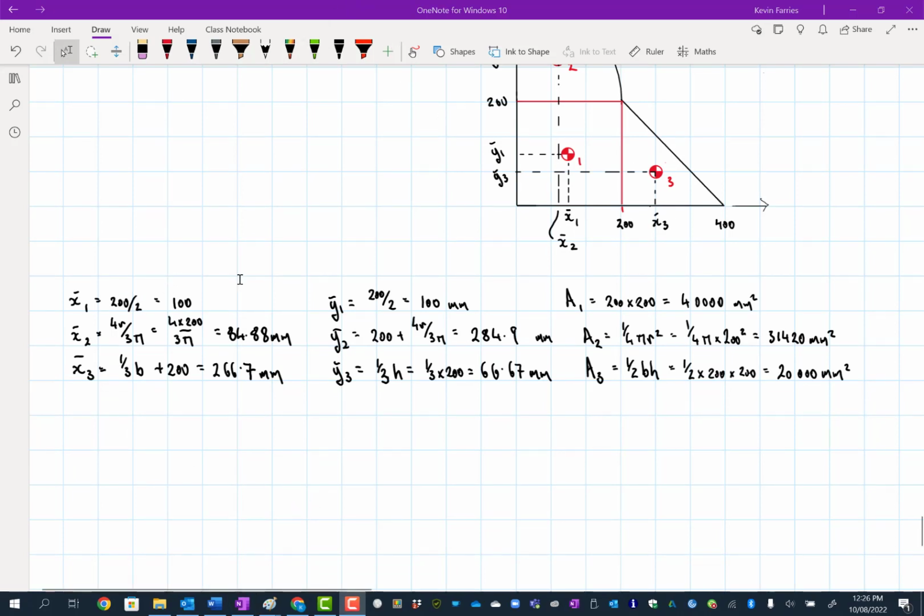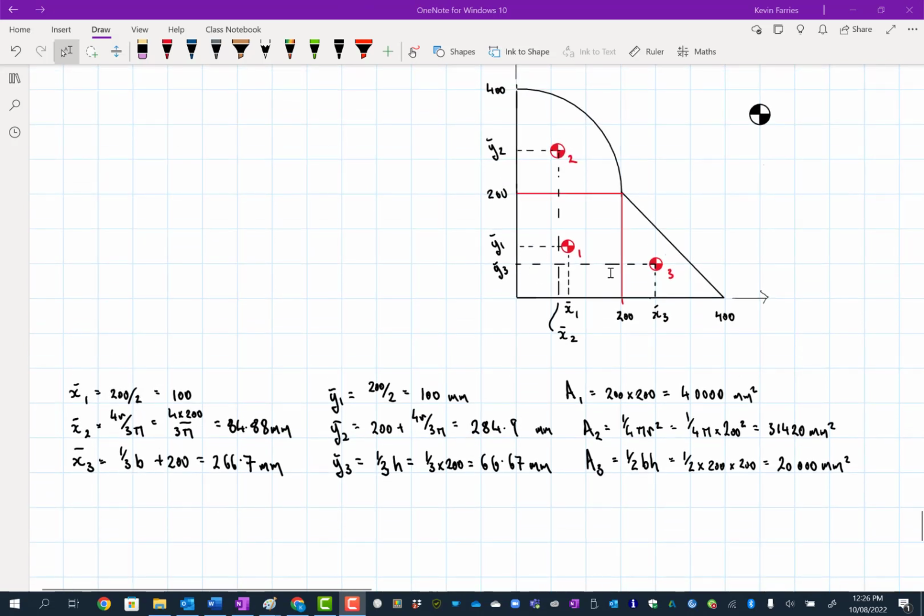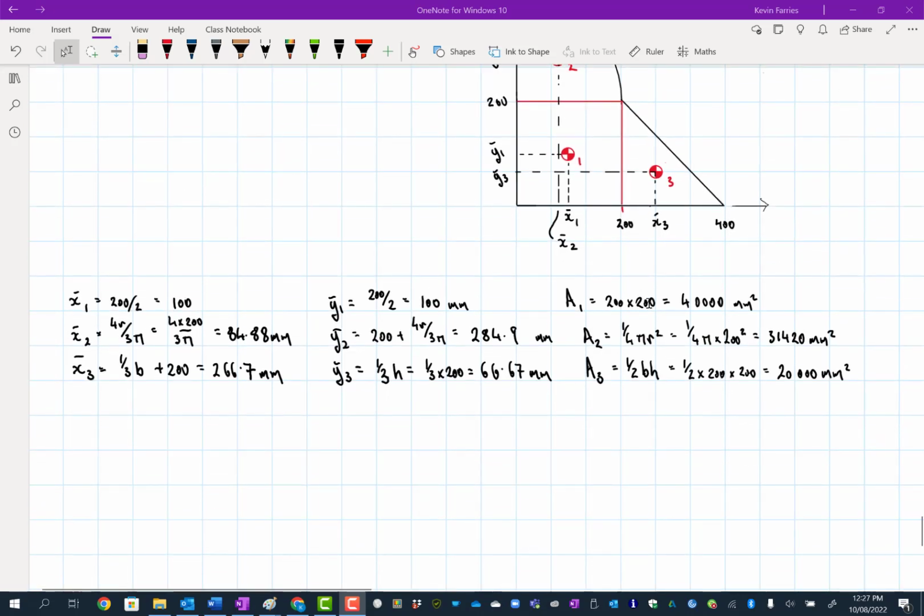So now I've calculated all the positions of the centroids of all the simple shapes, both the x and y coordinates of those centroids, and I've calculated the areas. So now we can just substitute those into the equations. I'll do one thing first. I'm going to use this a few times.